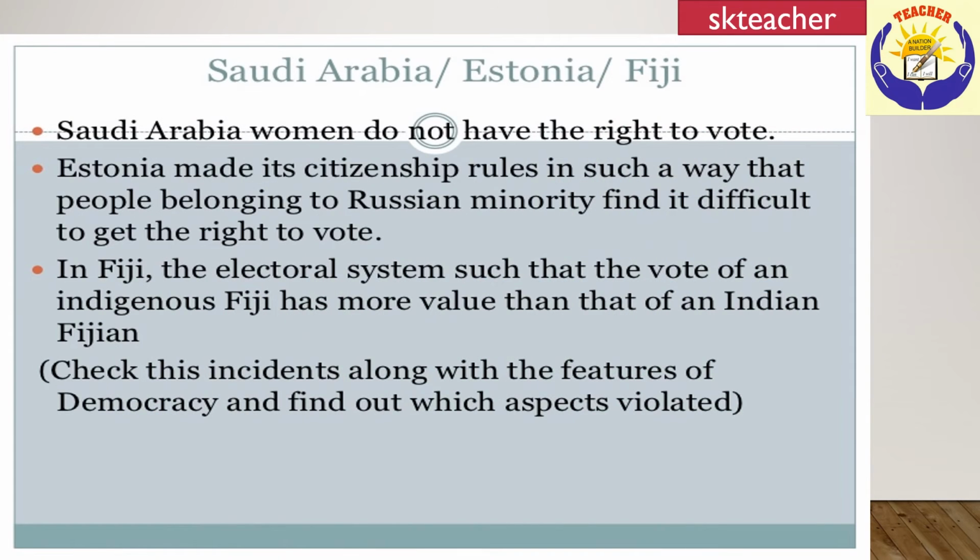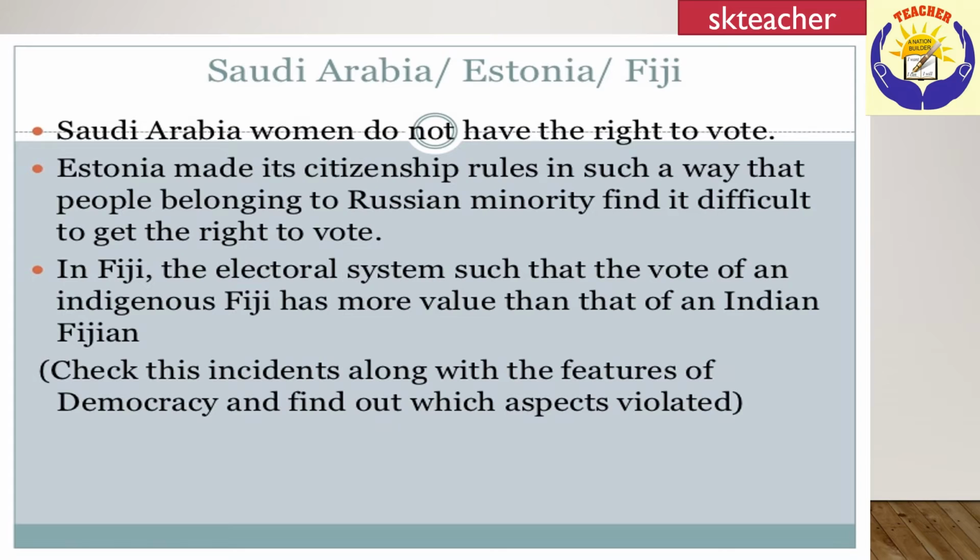Here is about voting right. Three nations example is given. Saudi Arabia, there they do not give voting right for the women. Estonia, this nation doesn't give voting right for the Russian minority. Fiji, here Indian Fijians don't have the voting right. Indian Fijians are the settlers.